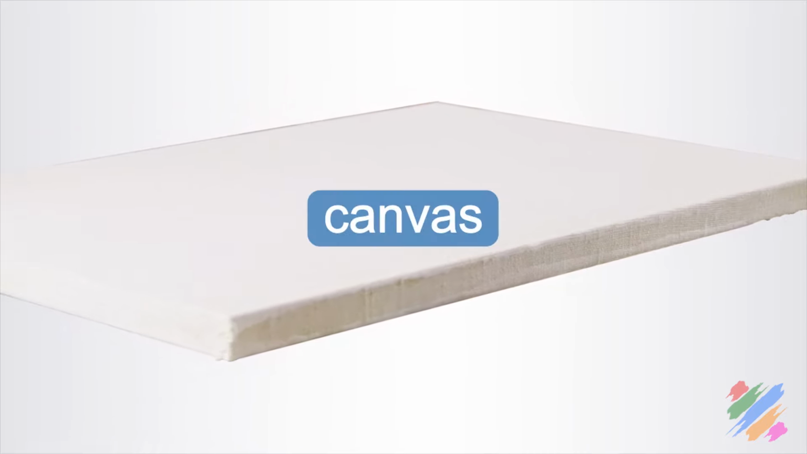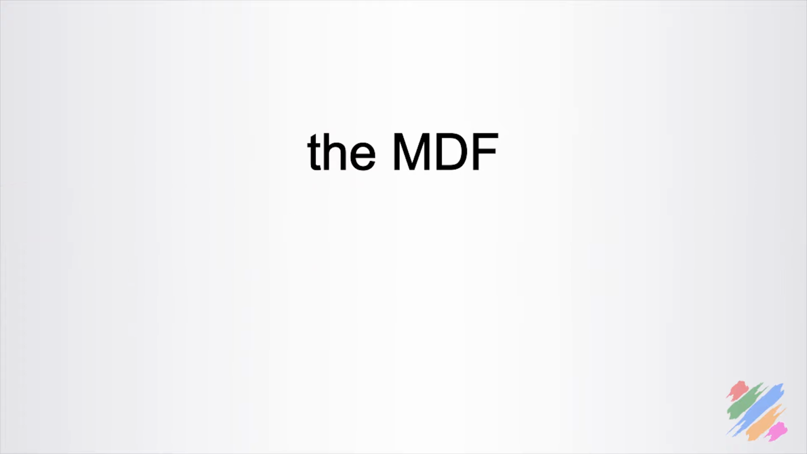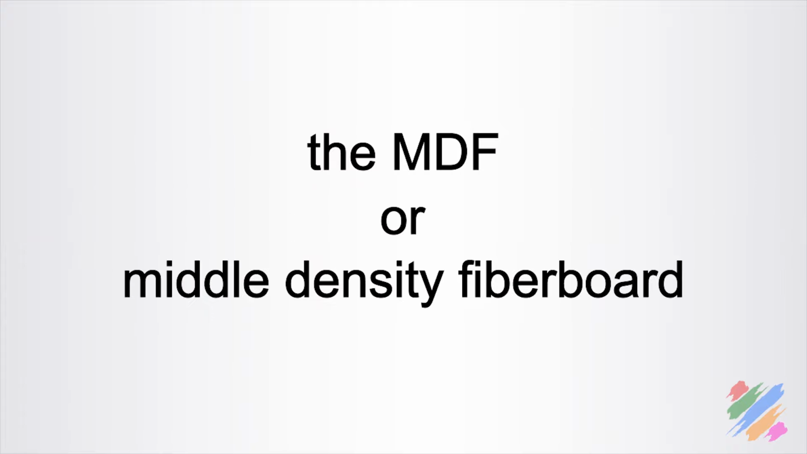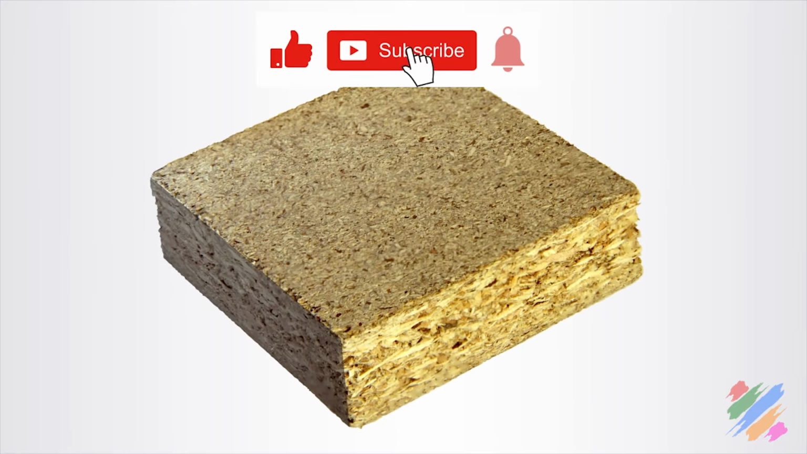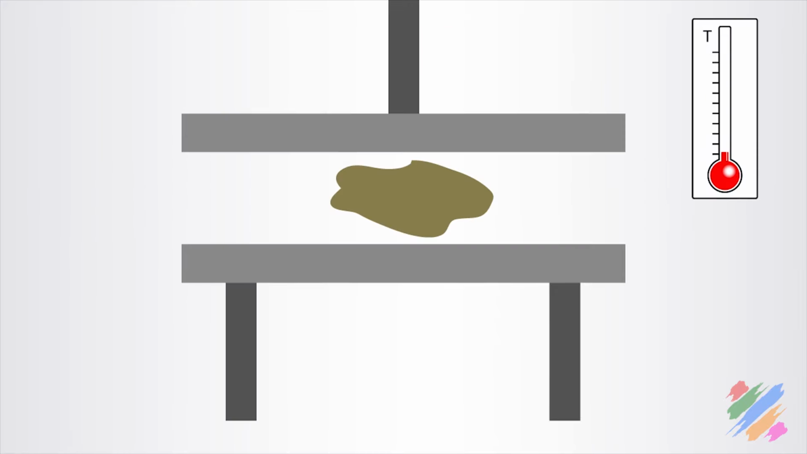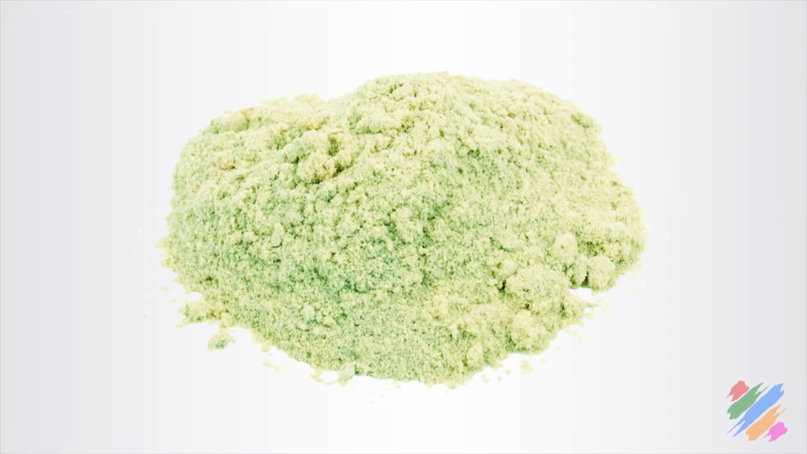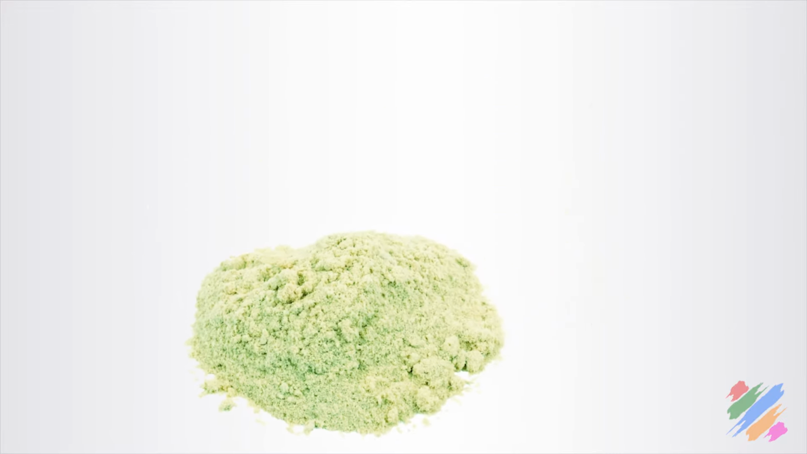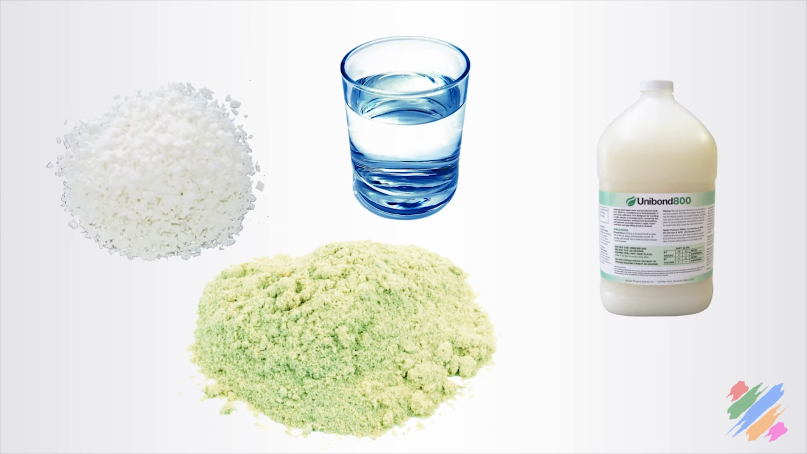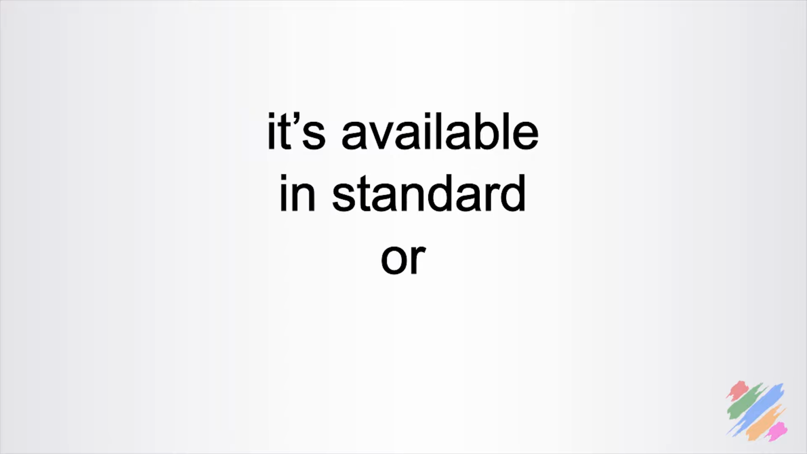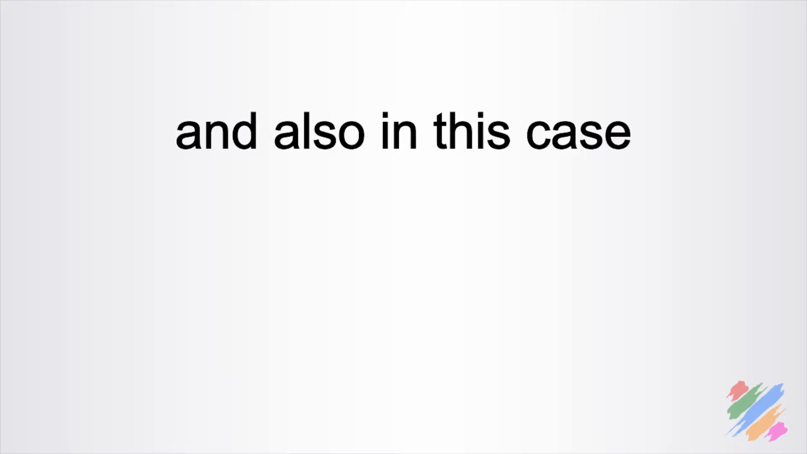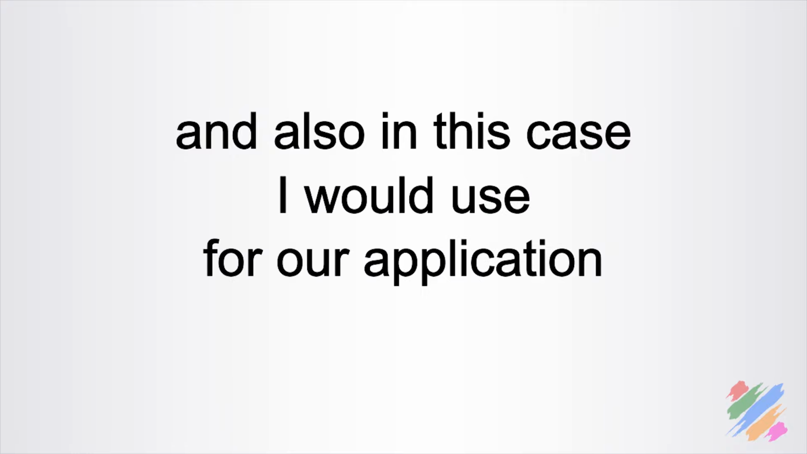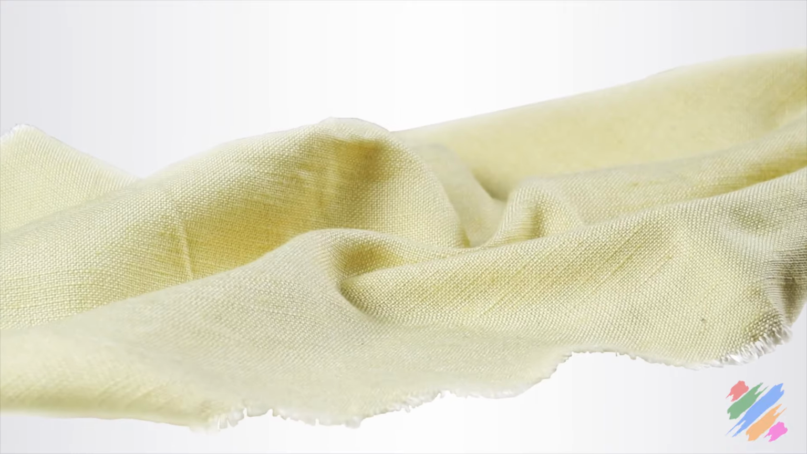it with some canvas. The MDF or medium density fiberboard is a more recent alternative to the particle board. It's produced by pressing in high temperature very small fibers of wood with resin, water and wax in different concentrations. It's available in standard or moisture-resistant version. And also in this case, I would use for our application the moisture-resistant covered with some canvas.